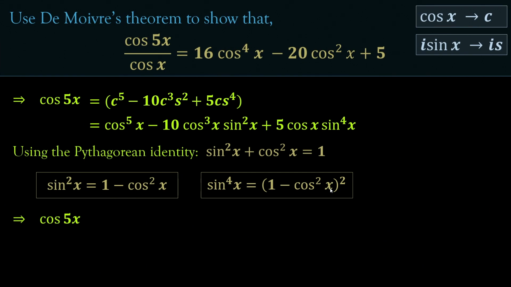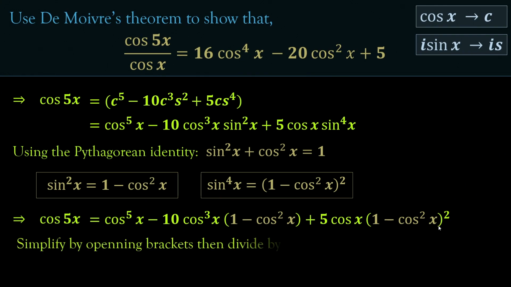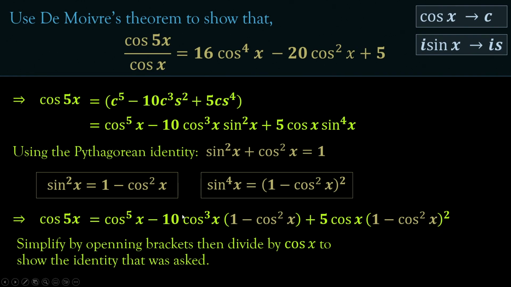Okay, so cosine 5x here must be equal to cosine power 5x minus 10 into cosine power 3x. And in place of sine squared x, I will put that. And also in place of sine power 4x, I will put this. All you need to do now is simplify this by opening the bracket. Okay? If you simplify this, open this bracket, and then simplify, put all the like terms together and so on, and then divide by this cosine of x, it should lead you to this result.